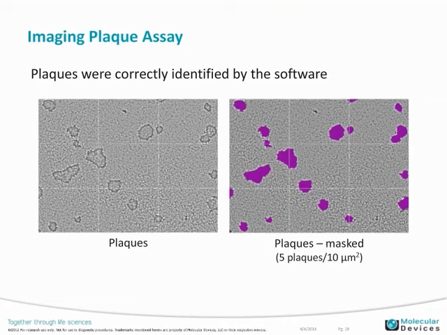Once we've trained the software, it can correctly identify plaques in the images. So the image on the left is showing the transmitted light image of plaques. And then on the right, we see the purple mask indicating the plaques that the software has identified based on our training. So it takes a tedious and time-consuming process with a lot of hands-on and converts it into a mostly automated process that takes a fraction of the time.